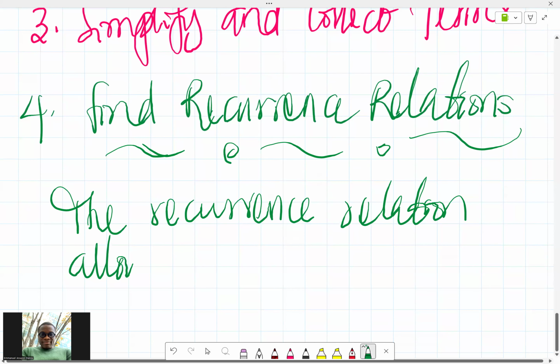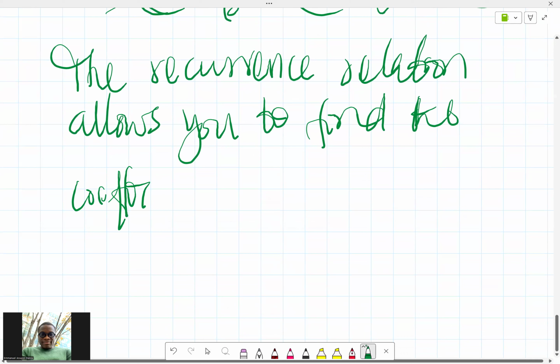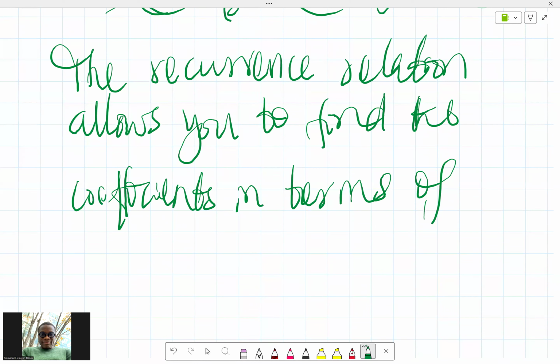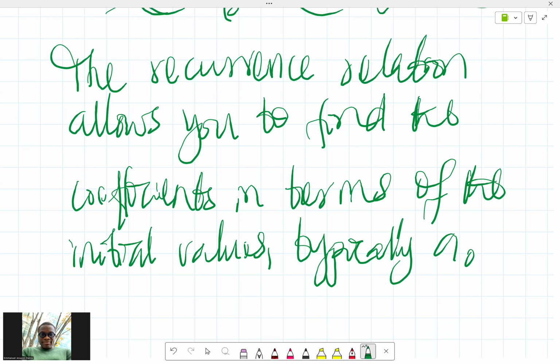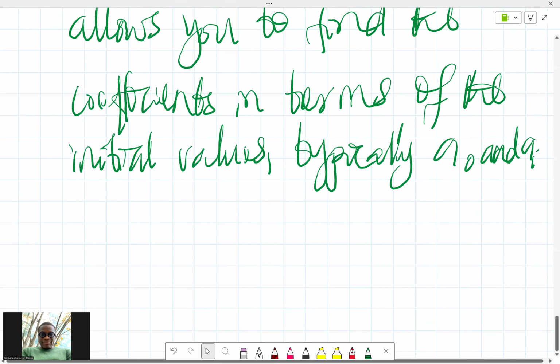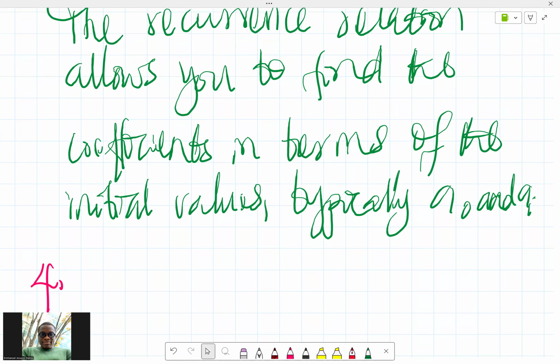The recurrence relation allows you to find the coefficients. That's the key thing you're doing. It allows you to find the coefficients in terms of the initial values, typically a naught and a1. So you're going to be given some starting values, a naught and a1, which you substitute to get the other values from a2 upwards.